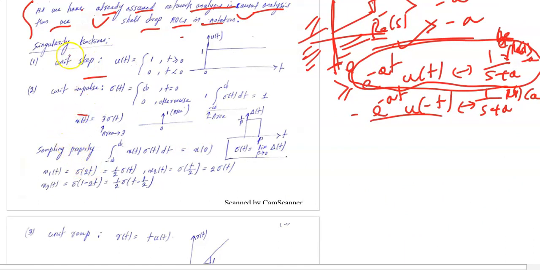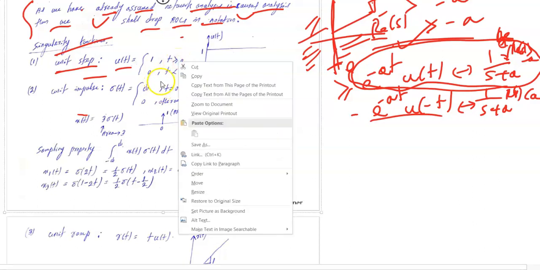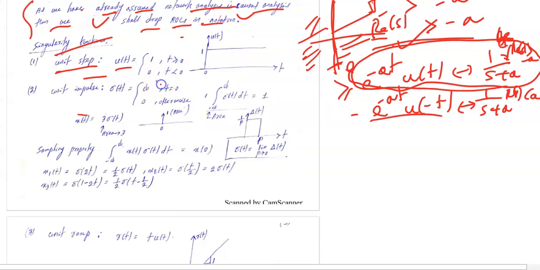Then come to the singularity functions. We can say that the unit step is one. We can make more complicated signals using these unit step functions. That is, u(t) is equal to 1 for t greater than or equal to 0, and for t less than 0 it is 0. There is a discontinuity here, from 0 minus to 0 plus. We are hardly bothered about what the value is at t equal to 0.